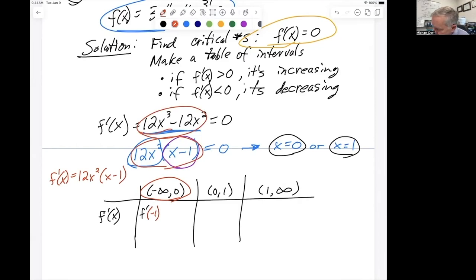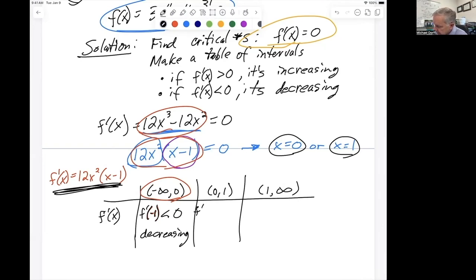So when I plug that in, do the negative 1 here. I plug that into this function here. I see that I get 12 times negative 1 squared, which is a positive number. And then I have in the parentheses negative 1 minus negative 1 is negative 2. So I have a positive number times a negative number. It gives me a negative. It doesn't matter what the number is. We just want to know whether it's positive or negative. So that means it's decreasing on that interval.